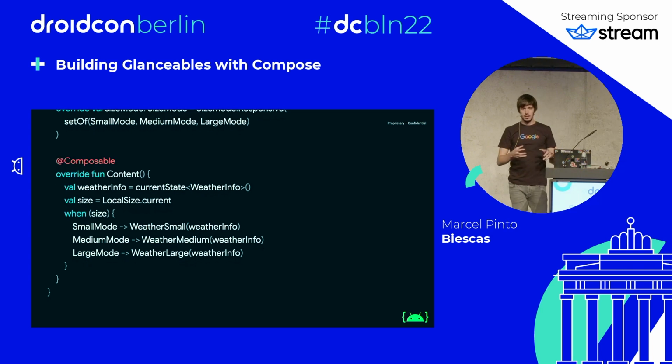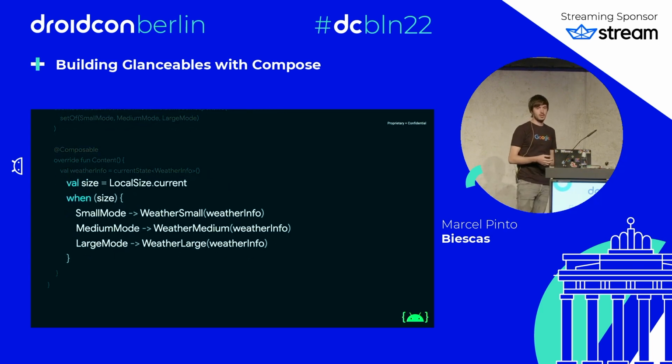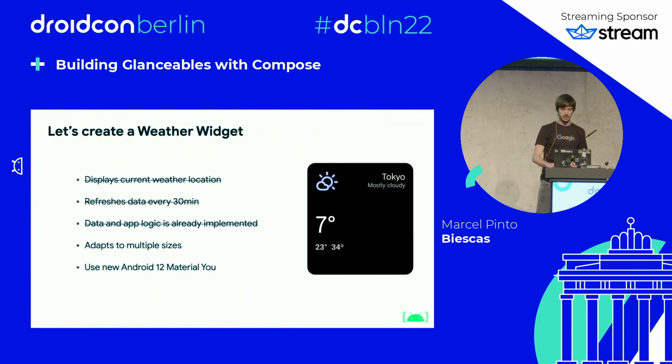Then the content function will be called for each of the sizes you defined. So we can use a when statement to provide a different UI based on the size. All right. So that is how you can actually create different UIs based on the size. And now let's put some color into this widget and use the new Material You.